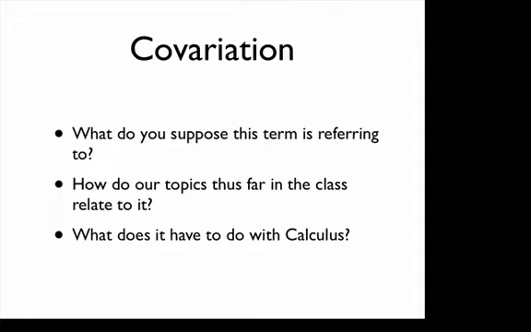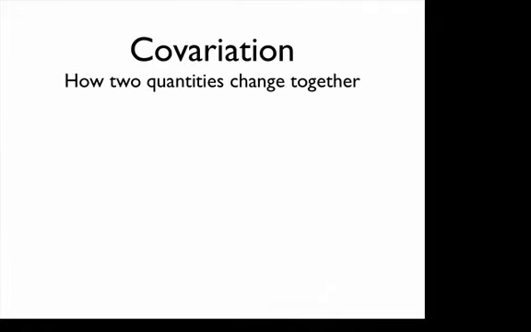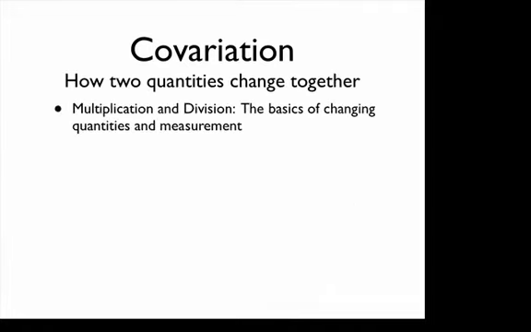This is kind of the forum for calculus, this thing called covariation, two quantities varying together. So remember we talked on the first day that all the ideas are going to come in groups, that we have coherence to everything we're doing. So everything that I'm choosing to do is all about building up this idea of covariation, which is kind of the forum or the environment in which we do calculus. So how two quantities change together. So we started with multiplication and division. These are the basic operations that represent quantities, changing quantities in measurement.